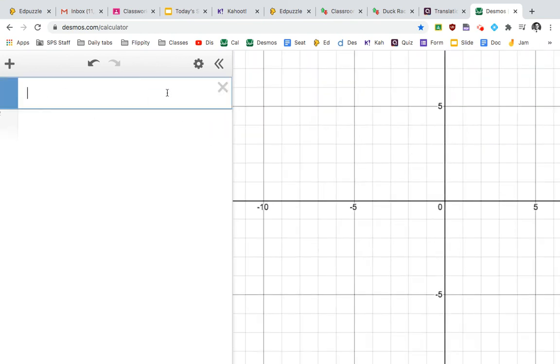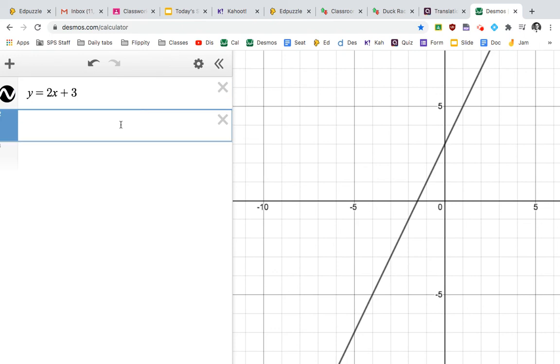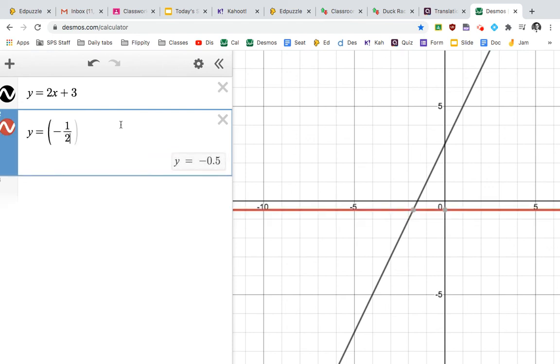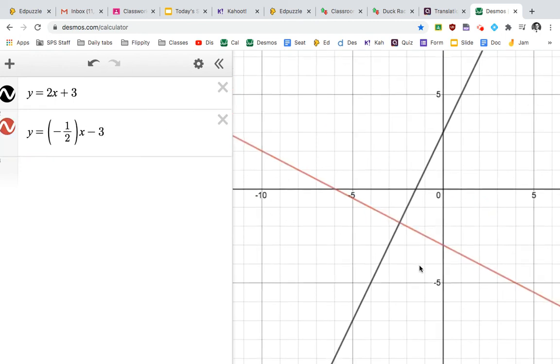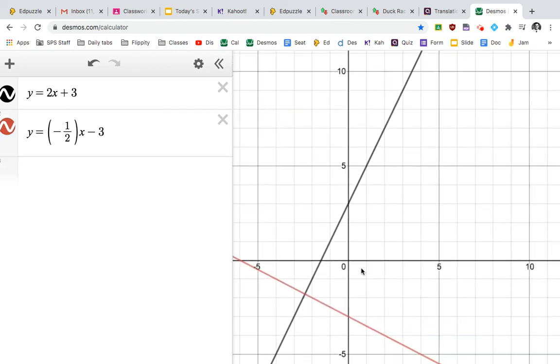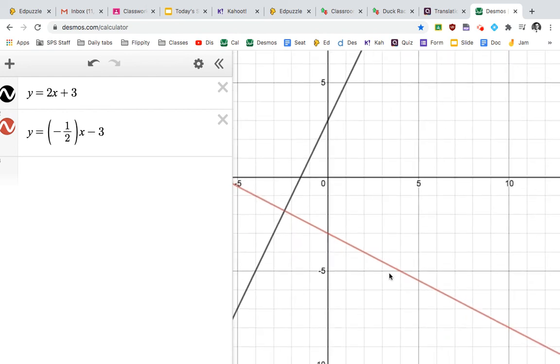Sorry about that, guys. So if I plug them in, I have y equals 2x plus 3, and then I have y equals negative 1/2 x minus 3. Ta-da! They're both perpendicular, and they're supposed to go through 4, negative 5. Well, the first one goes through 4, negative 5. So that would be 4, negative 5 right there. Ta-da!